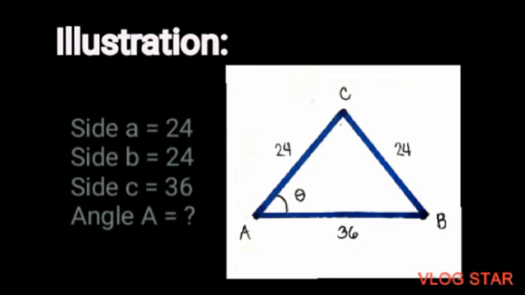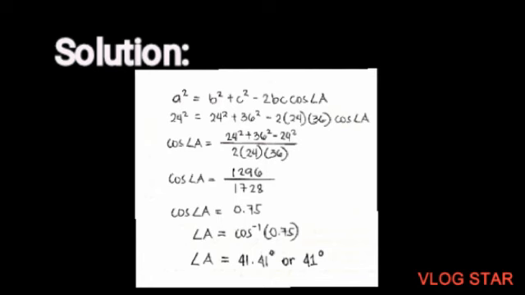Here's the illustration. Side A is equal to 24, side B is equal to 24, side C is equal to 36, and angle A is the unknown. And here's the solution. The illustration shows that the triangle is a side-side-side form. In this problem, the unknown is the angle A.